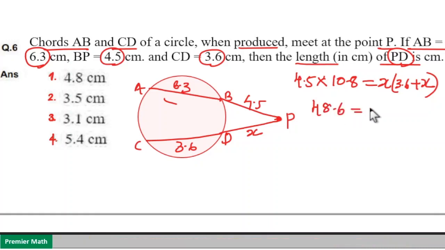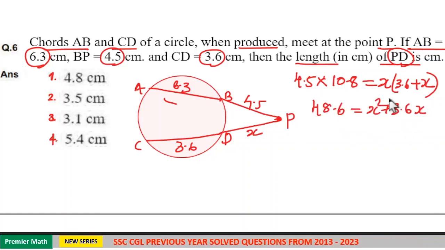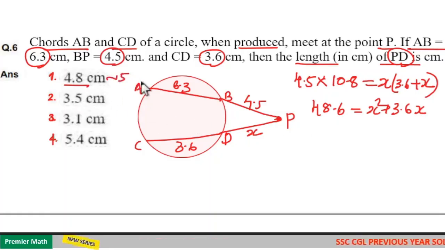48.6 which is equal to x square plus 3.6x. Now don't go for the calculation. Try to use the option verification. Here first option is 4.8. I will approximate it as 5. Now put the value of x as 5 here.